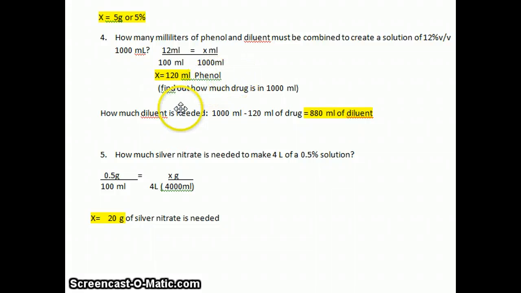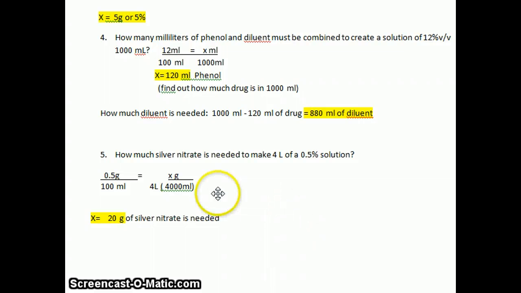Okay, so right now what we've done is we've figured out how much drug, which is phenol, is in 1000 mL, and we figured that out to be 120. So we've answered that part of the question. The next part says how much diluent is needed. So if we have 120 milliliters of drug, we subtract that from the 1000 mL of my total volume, and it equals 880 milliliters of diluent that we will add to this product, which will make our final solution, which is 1000 mL.